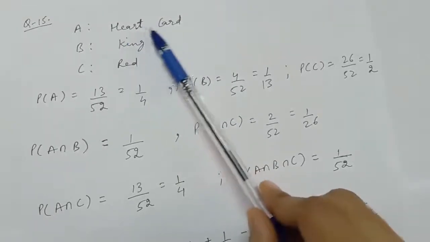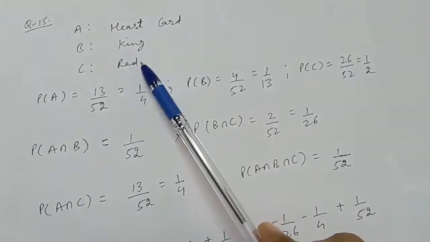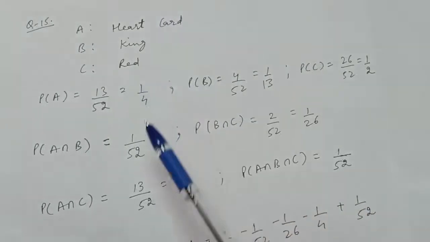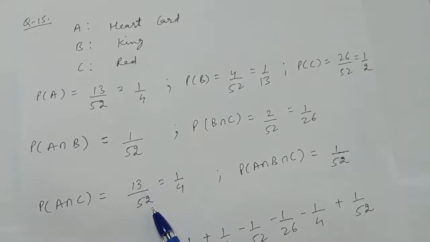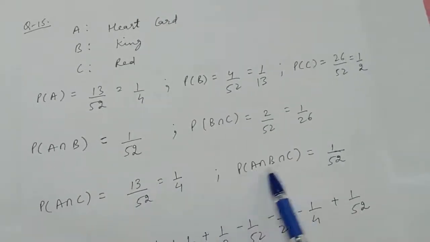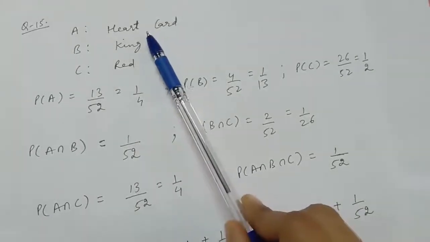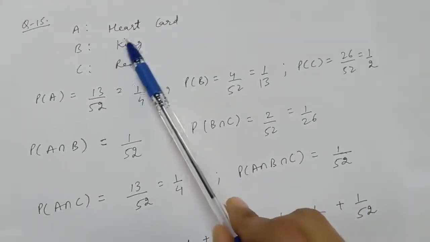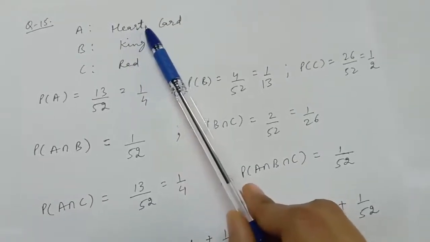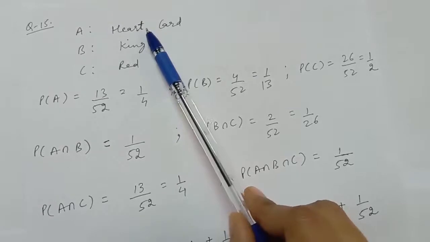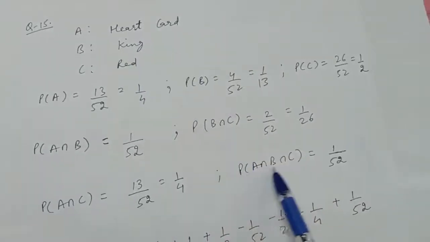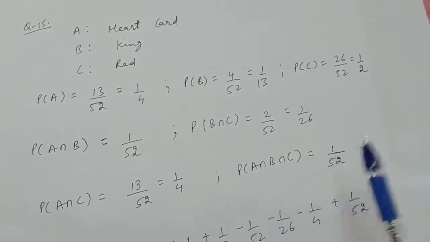Okay, probability of A intersection C, that is heart cards and red cards. Now the suit heart is of red color only, therefore all the heart cards are red cards. So 13/52, which is equal to 1/4. And probability of intersection of all of these 3 events. Now there are 26 red cards, 13 heart cards, and out of those 13 heart cards there is only one king. So the intersection of all of these 3 events will be 1/52.